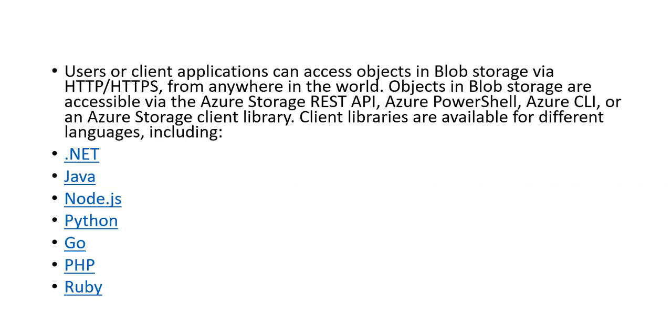Users or client applications can access objects in blob storage via HTTP or HTTPS from anywhere in the world. Objects in the blob storage are accessible via the Azure Storage REST API, Azure PowerShell, Azure CLI, or an Azure Storage Client Library. Client libraries are available for different languages including .NET, Java, Node.js, Python, Go, PHP, and Ruby.